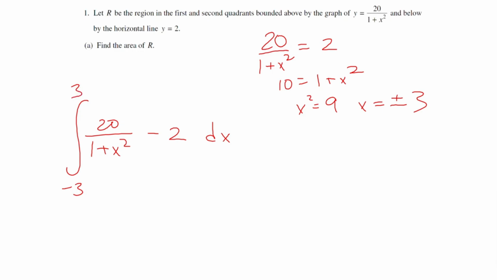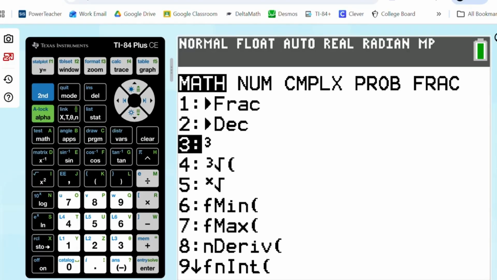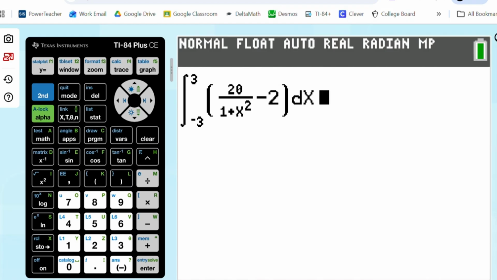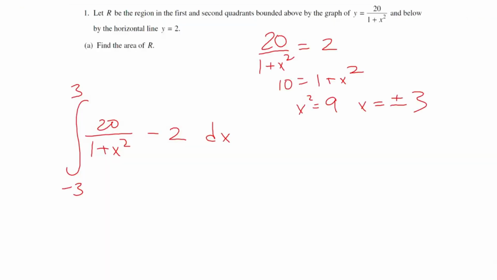That's an inverse tangent integral, and we're not going to be able to find by hand the inverse tangent of 3 or the inverse tangent of negative 3. So now we'll just go to our graphing calculator. We'll hit math, go down to option number 9, and integrate from negative 3 to 3. I'm going to hit alpha x to give me a nice fraction. If your calculator doesn't have that capability, then make sure you put that whole fraction and its denominator into parentheses. Then we'll put in our function with a dx out at the end: 20 over 1 plus x squared minus 2 from negative 3 to 3, and we get 37.962.